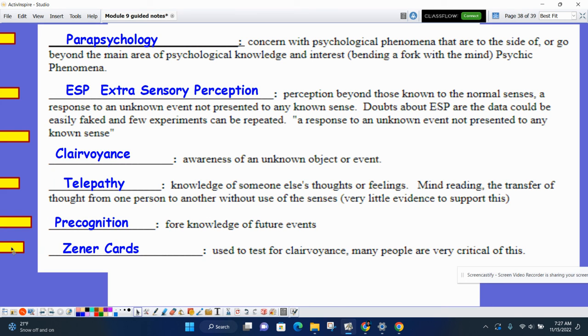And then there's these things called Zener cards. Your book talks a little bit about this. It was like a test for clairvoyance. They were trying to make it scientific, but truth is, these cards were kind of a joke.